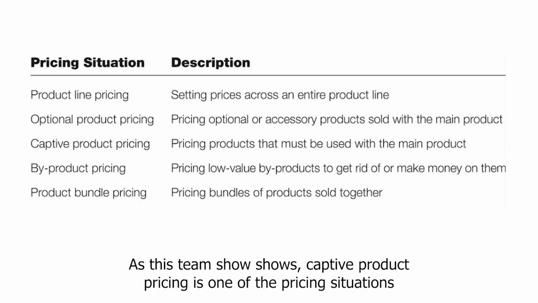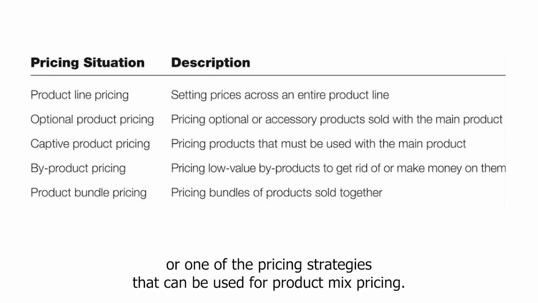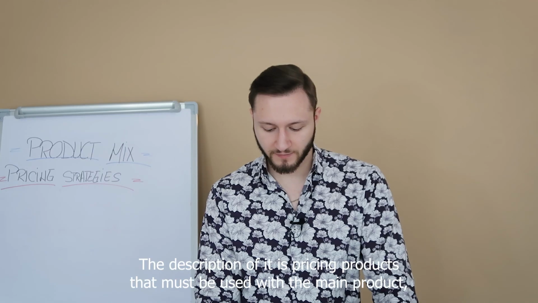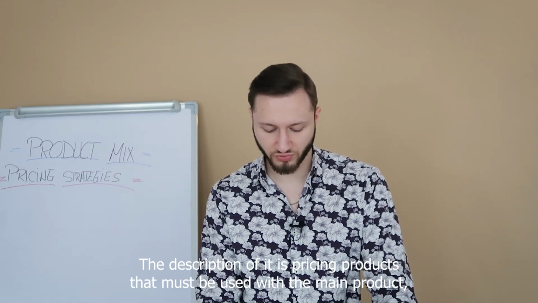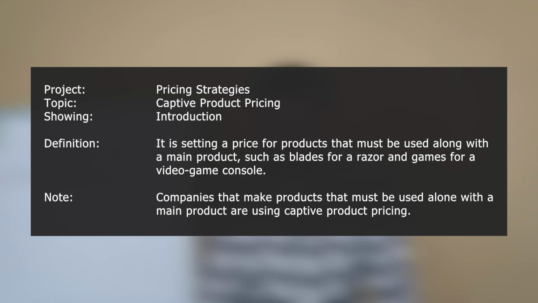As this scheme shows, captive product pricing is one of the pricing situations or strategies that can be used for product mix pricing. The description of it is pricing products that must be used with the main product. Captive product pricing is setting a price for products that must be used along with the main product, such as blades for a razor and games for a video game console. Companies that make products that must be used along with a main product are using captive product pricing.